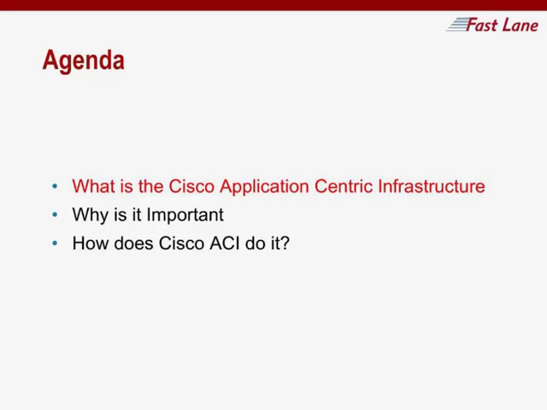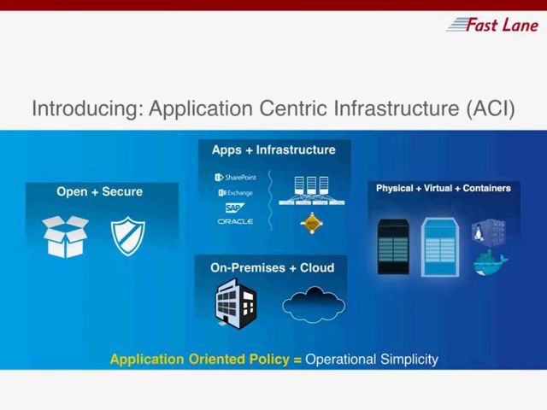So we're going to look a little bit further. Our three topics that we're going to look at for the next 45 to 60 minutes are going to be about what application-centric infrastructure actually is, why it's important, and how we're looking at doing it with regards to ACI. So looking first of all at what the Cisco ACI infrastructure itself is.